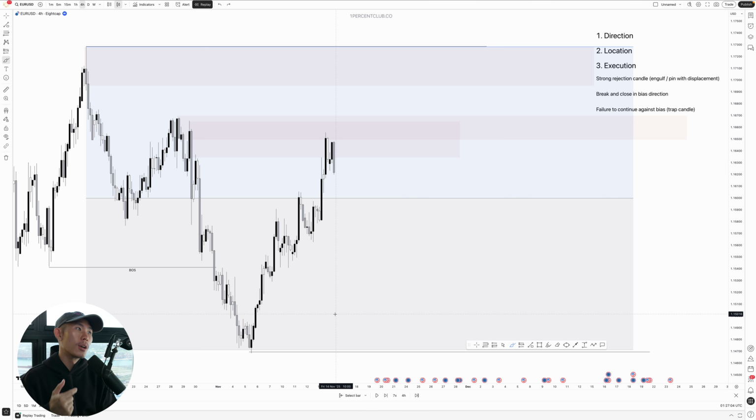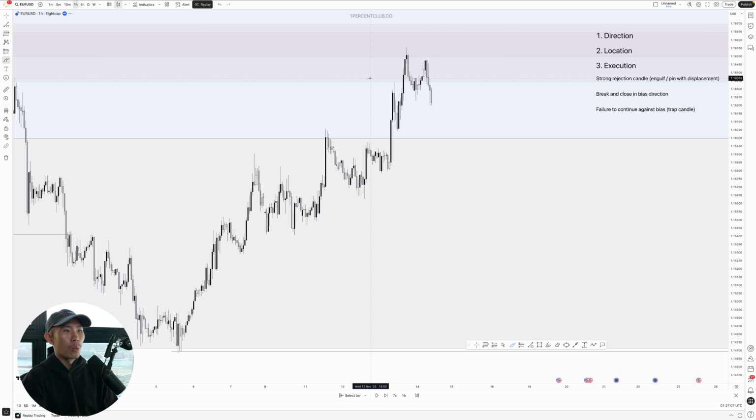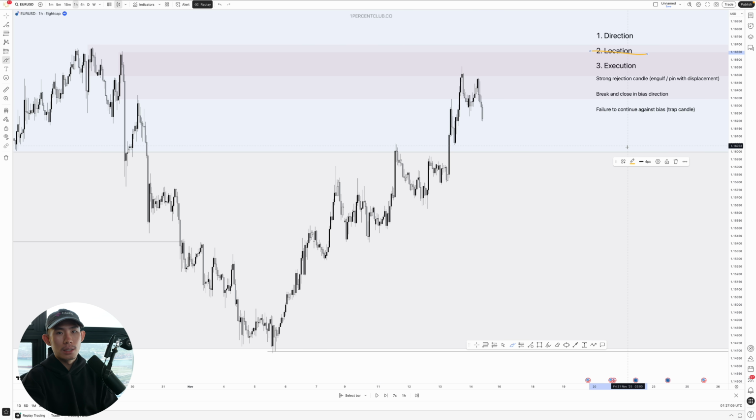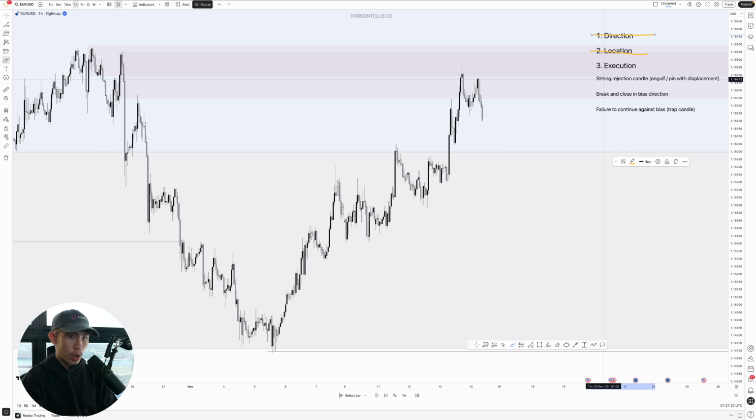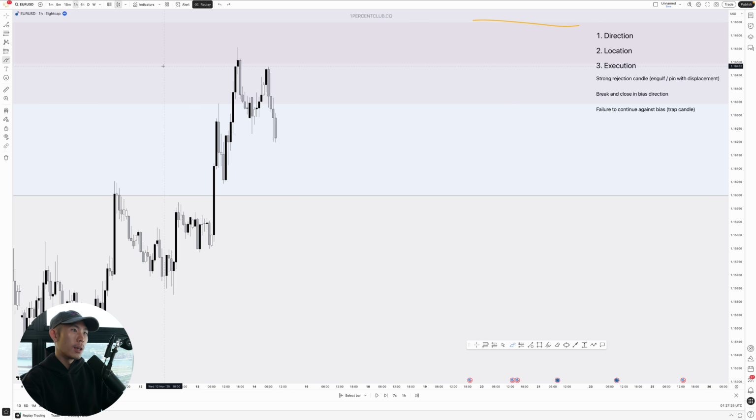The minute it taps our zone, drop down to the 1 hour time frame itself. And once again, price has already entered into our desired location. We have already established the direction, which is down, and we want to enter for a sell. Now, it comes down to execution. Execution is very simple. You just look for, once again, these 3 confluences that you can see right here. So at this point of time, price mitigated the supply zone, came down. Do we have a strong rejection candle, an engulfing candle, or a pin with displacement? Yes, we do. This is a pin with displacement. Price came up there, rejected it, and started coming down very heavily.